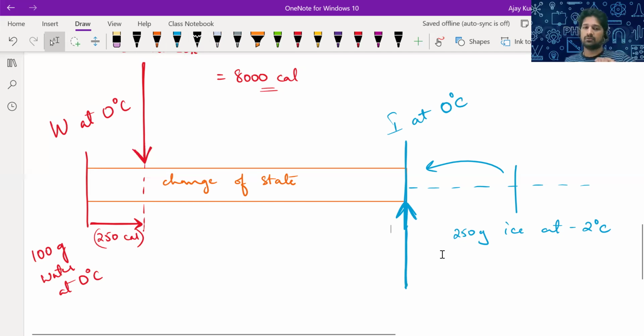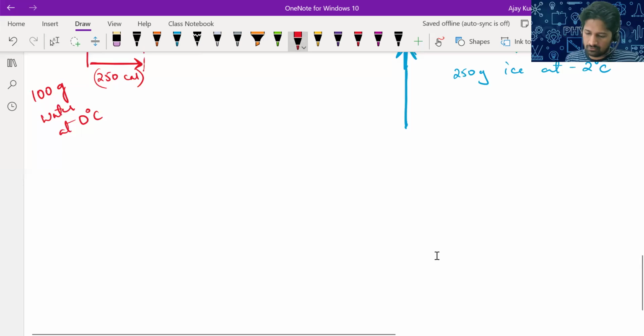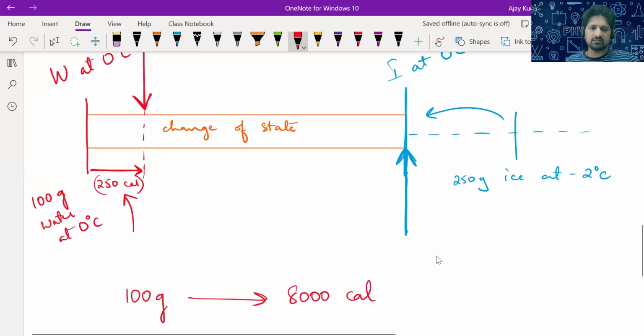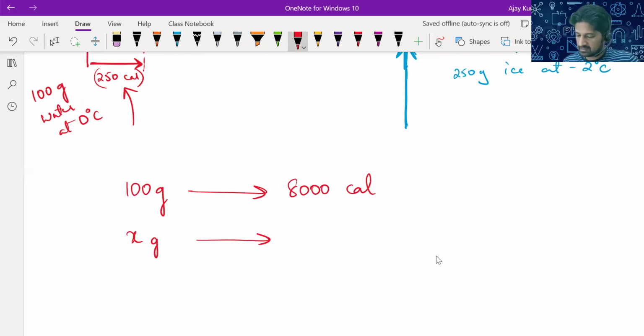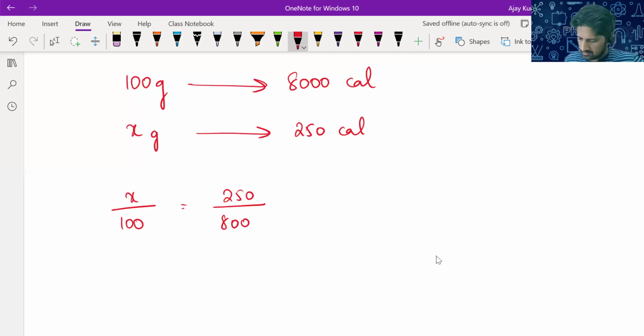How much water would have frozen into ice? We need to find out. Now, for all the water to freeze, for 100 grams of water to freeze, it has to release 8,000 calories. But by the time their temperatures became equal, how much heat did the water actually release? 250 calories only, because that much was enough for ice to come to 0. So, how much water freezes when it releases only 250 calories out of 8,000 is what you need to find out. You can use ratios and proportions. 8,000.